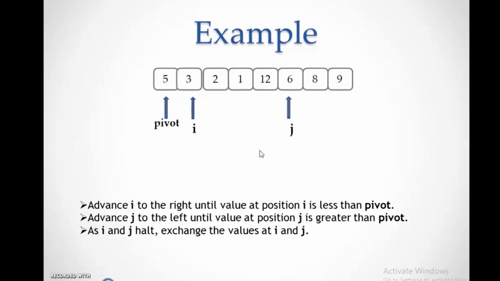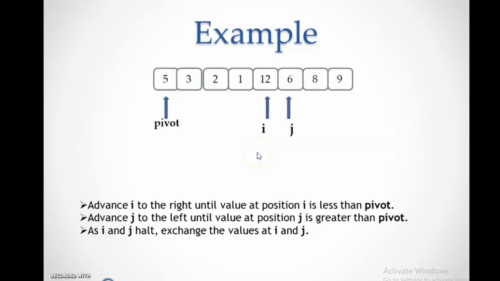Okay. After that again we go to the first rule and we try to advance I to the right. Now the condition was that if I has a value less than the pivot, then we will move it to the right. So yes, it has something less than the pivot, it will go to the right. Now 2, yes, it is less than pivot. 1, it is less than pivot, and we come to 12. Now it will stop because I is pointing to a value that is greater than 5.